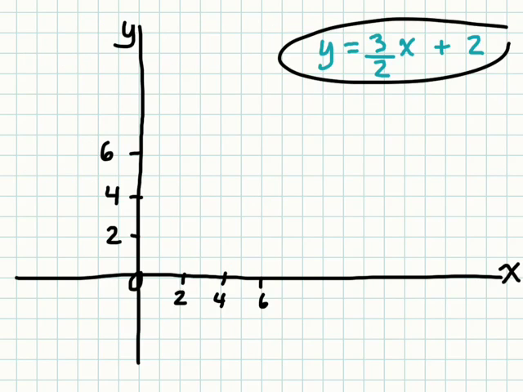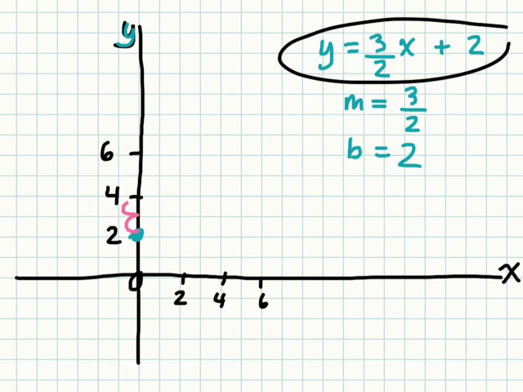The equation's already written in slope-intercept form, so what's the slope of this line going to be? Ernest? Slope is 3 over 2, and the y-intercept is 2. Because the y-intercept is 2, I know it's going to pass through this point, 0, 2, because this is where it intercepts y, right? Then what do I rise by?